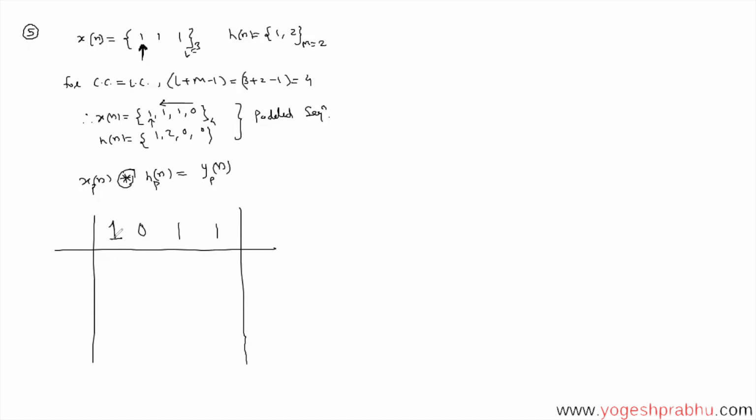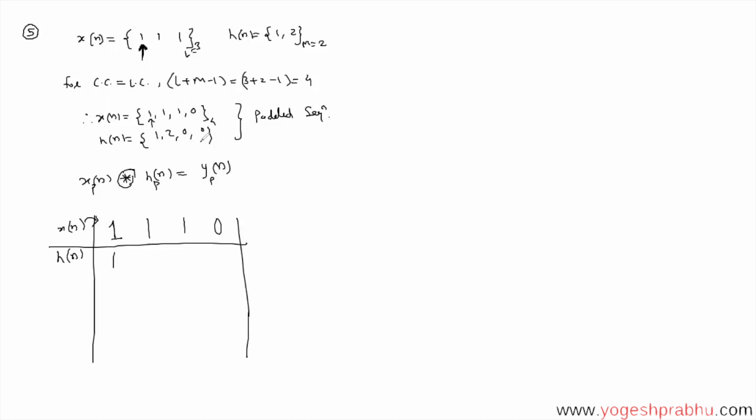Next, you write down xn as it is: 1, 1, 1, 0. Then you write down hn. This is xn, these values. And then hn, the first one as it is, and these are inverted.